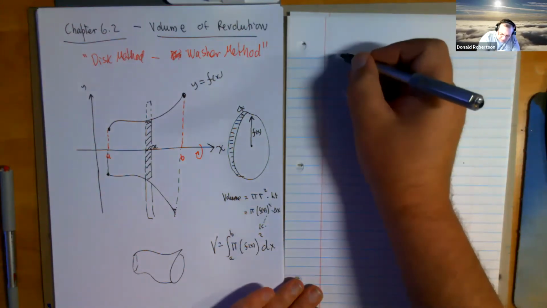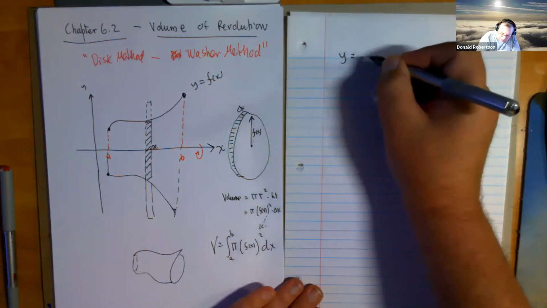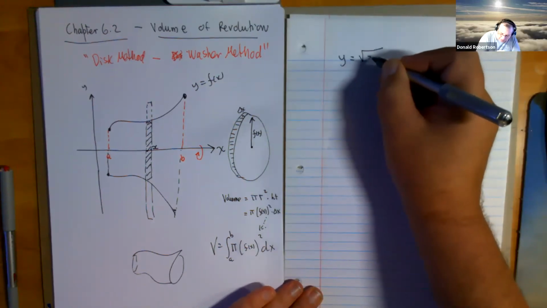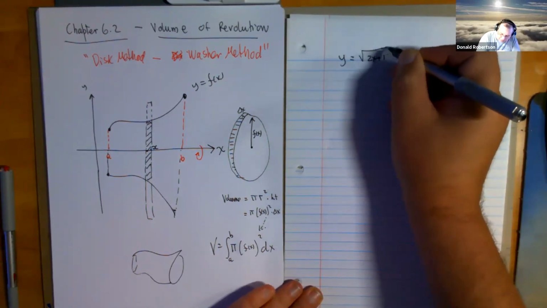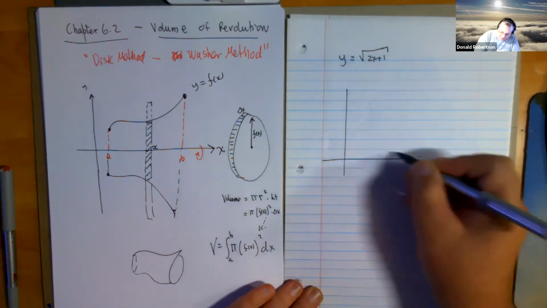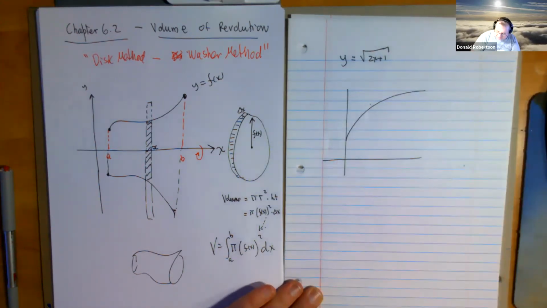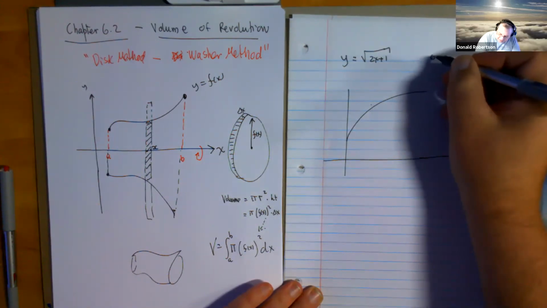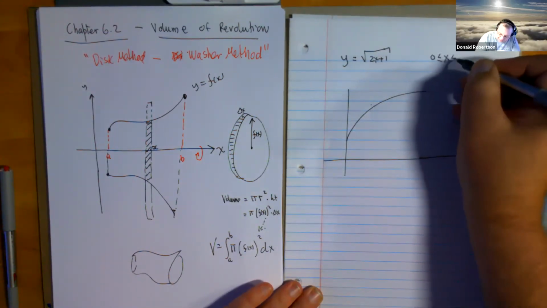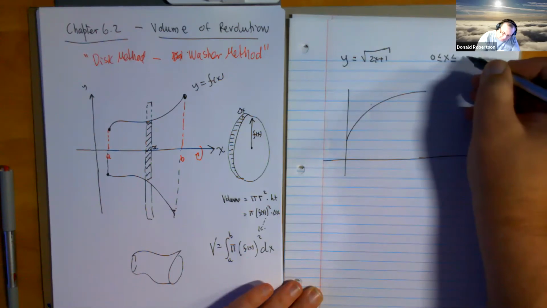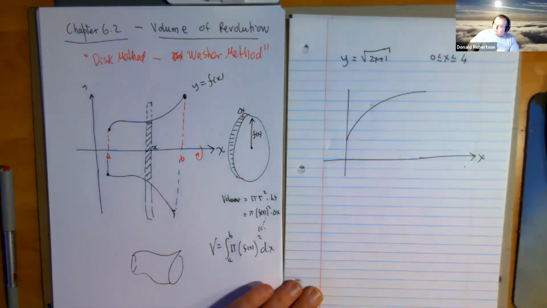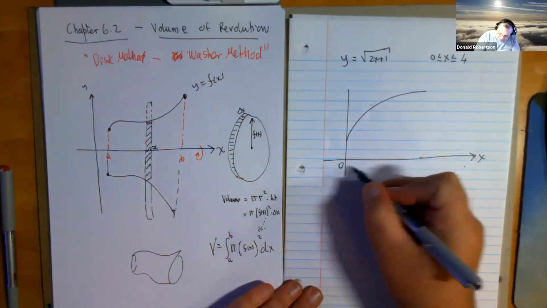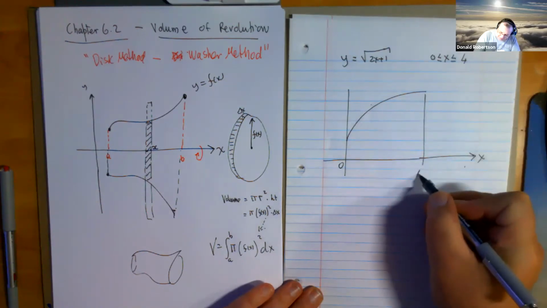So let's do an example of that. Suppose I wanted to take y equals the square root of 2x plus 1, which basically looks like that. And I'd like to rotate it about the x-axis, and I'd like to do it from x equals 0 to 4. So that would be 0 here, and you can imagine this is 4.